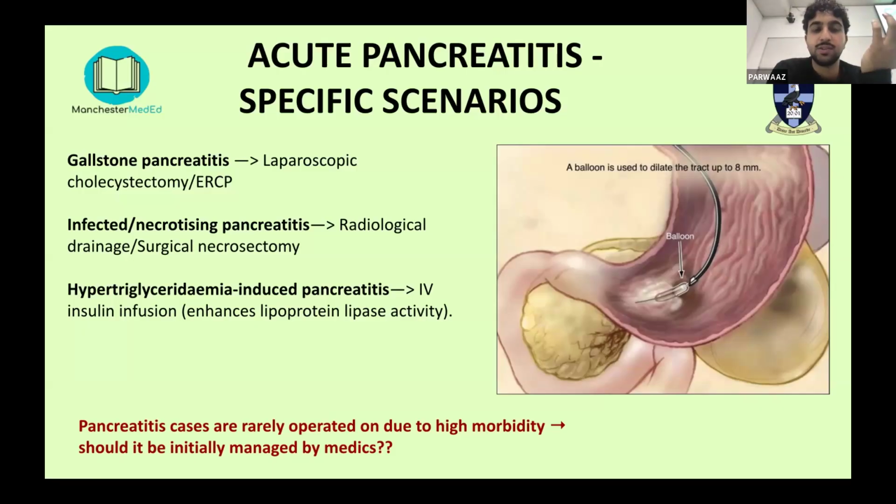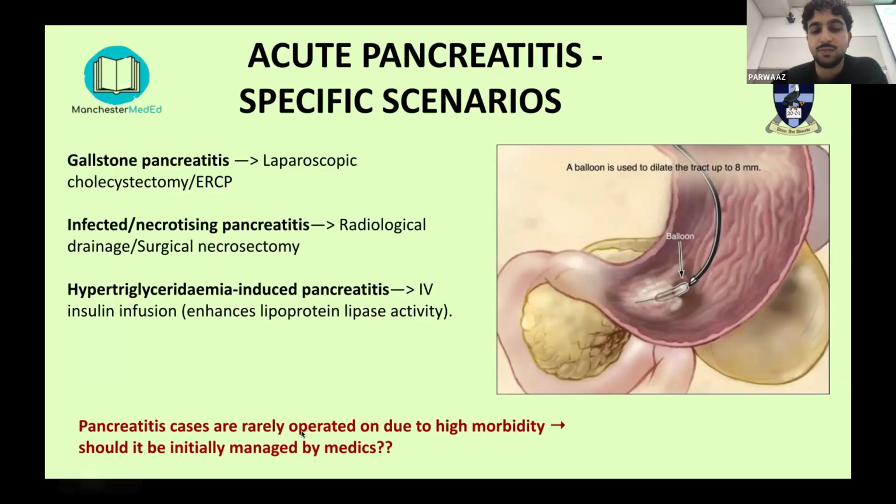And any drainage of contents such as pus, etc. You can do things like surgical necrosectomies. It's done endoscopically and essentially goes through the posterior gastric wall to resect any necrotic material, but it has a very, very high mortality rate. So it's a bit niche, but it can be done. And anything hypertriglyceride induced can be dealt with IV insulin infusion.